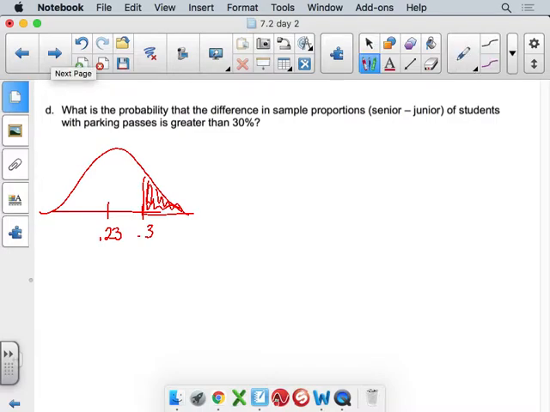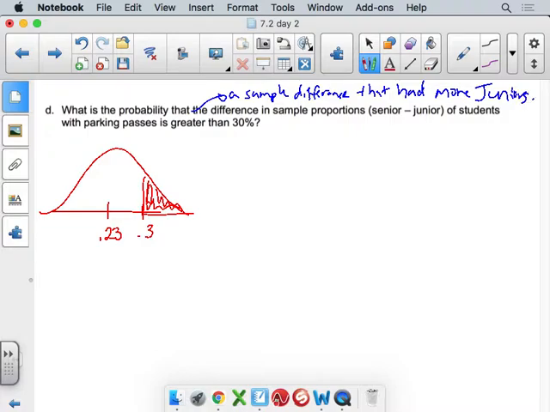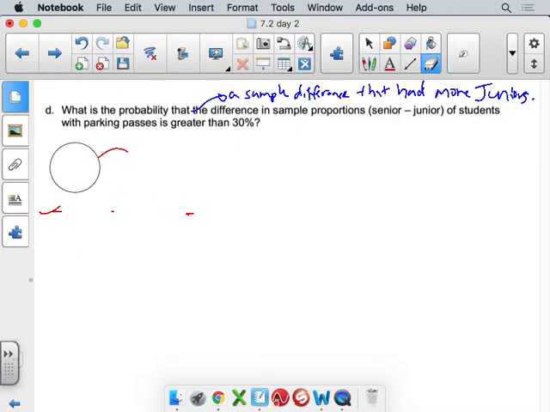Let's say instead it said, what's the probability that we had a sample difference that had more juniors than seniors? So what's the probability of that? I just want to do this one, so let me erase this.